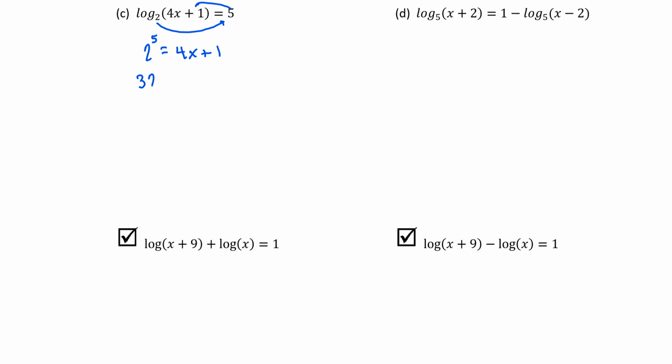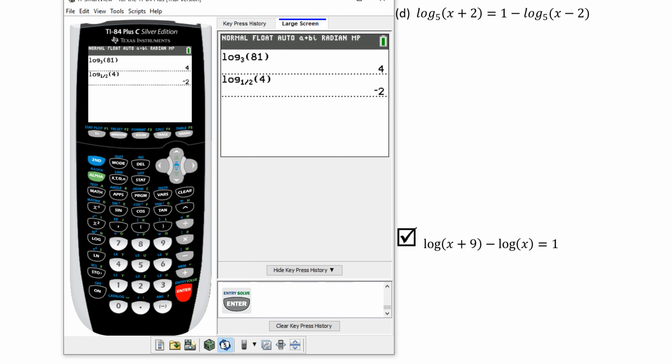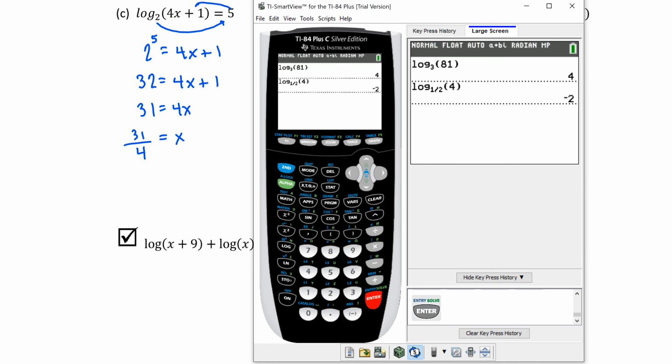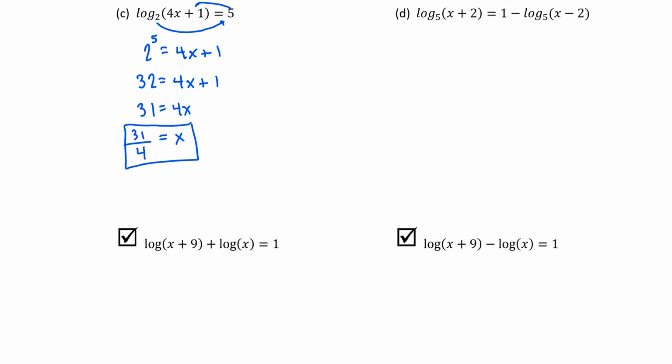Notice 2 to the 5th is 32. We can subtract 1 from both sides, and then we can divide both sides by 4. So our apparent solution looks like 31 over 4. Let's be sure and check it with our calculator. So I'm going to type in again the shortcut math alpha A, log base 2 of 4 times x, which is 31 over 4, plus 1, and enter, and we have a balanced equation. So we are confident that that is the correct solution.